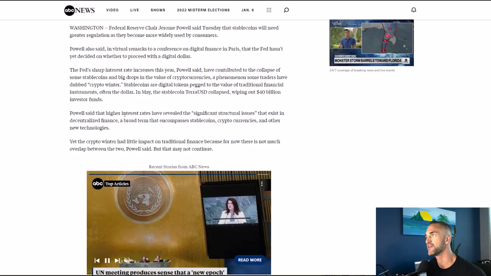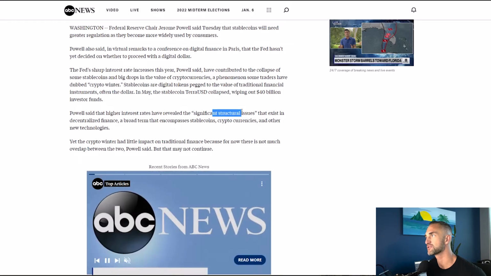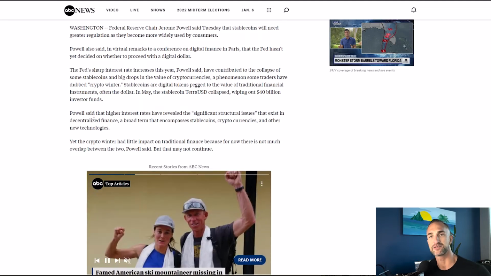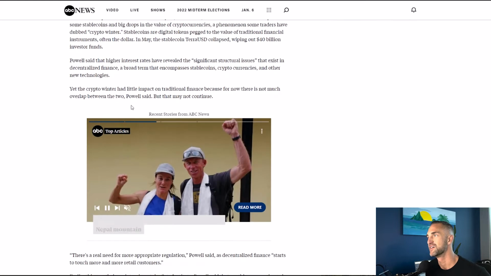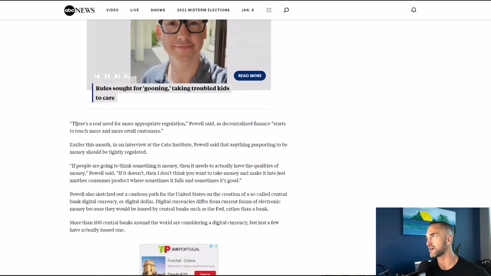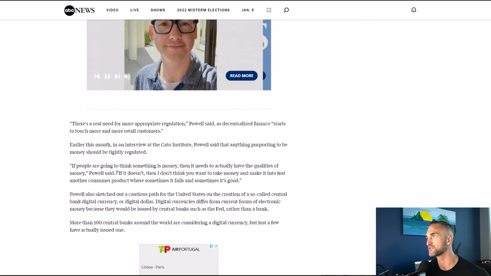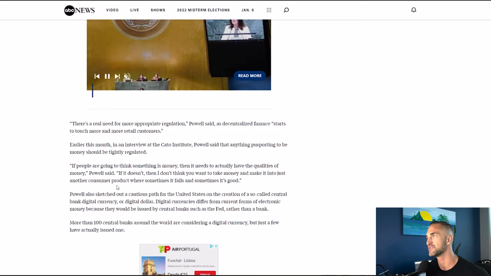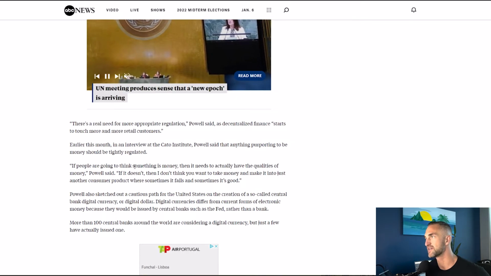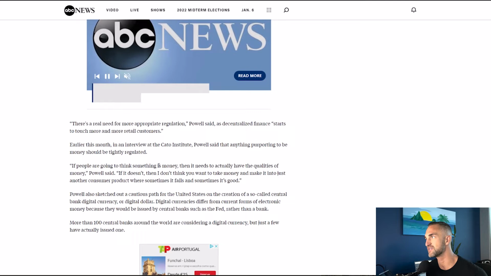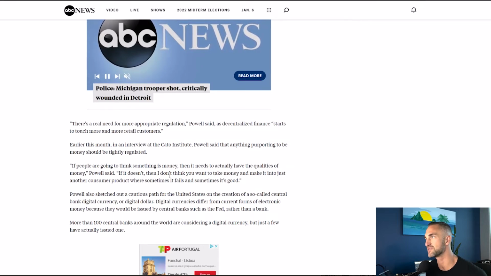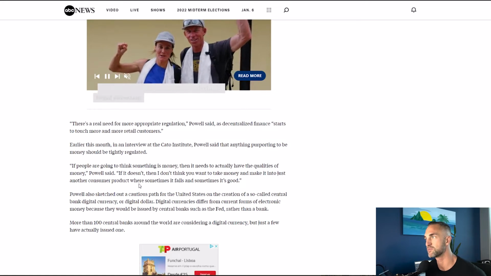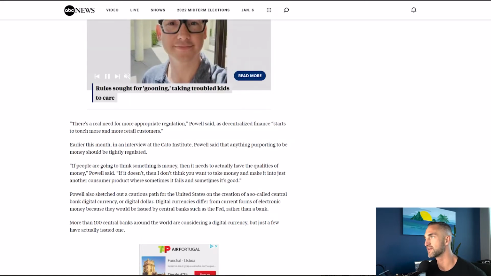He said higher interest rates have revealed significant structural issues that exist in decentralized finance, more like significant structural problems in the stock market, because the stock market is peeling back as we speak right now. The dollar is rallying. He said there's real need for more appropriate regulation. He said if people are going to think something is money, then it needs to actually have qualities of money. Powell said if it doesn't, then I don't think you want to take money and make it into just another consumer product where sometimes it fails and sometimes it's good.